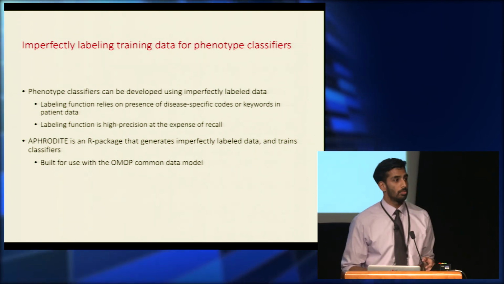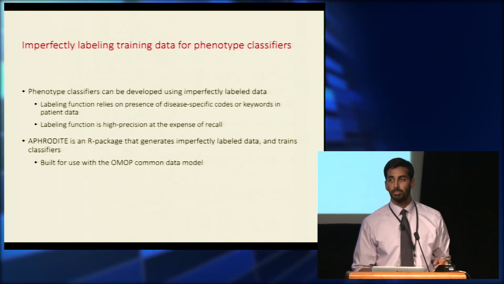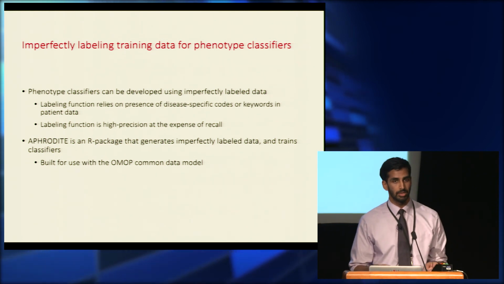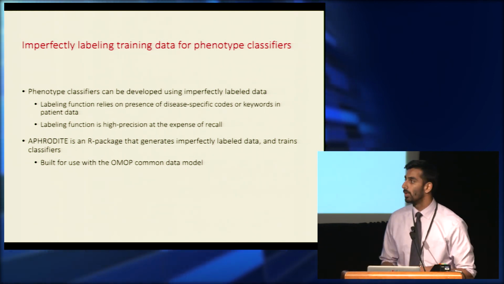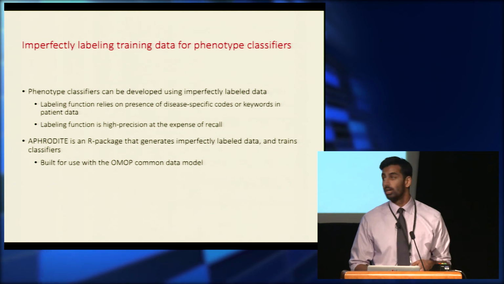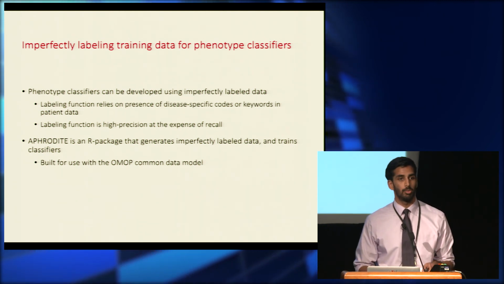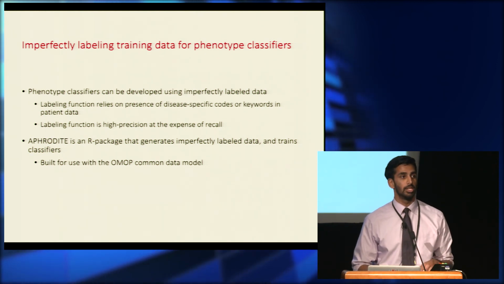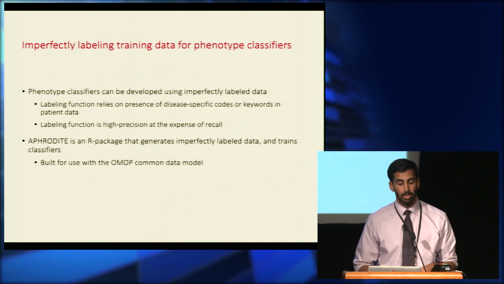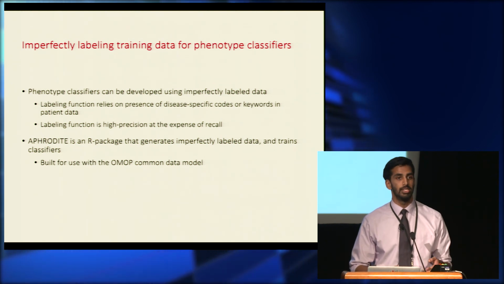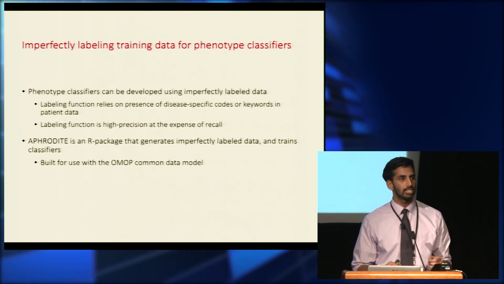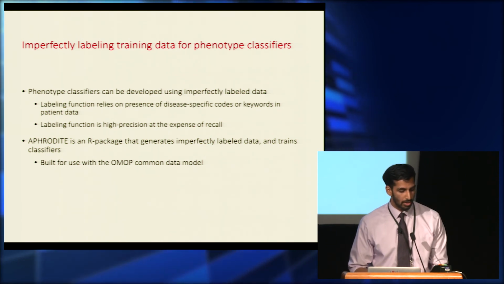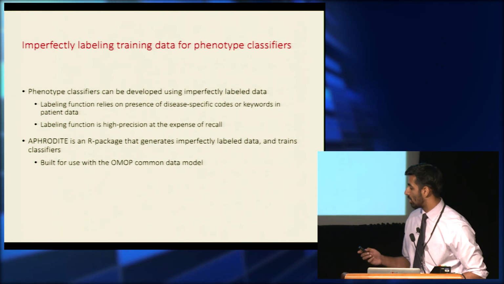So Juan Banda, who's actually here today, developed our package that does exactly that, the imperfect labeling and then the model generation. And it's built for use with the OMOP common data model. So if you have your data mapped to OMOP, you can go ahead and start building classifiers. And we've actually shown that for type 2 diabetes and MI, the classifiers that were created were just as good as rule-based definitions, which is awesome.